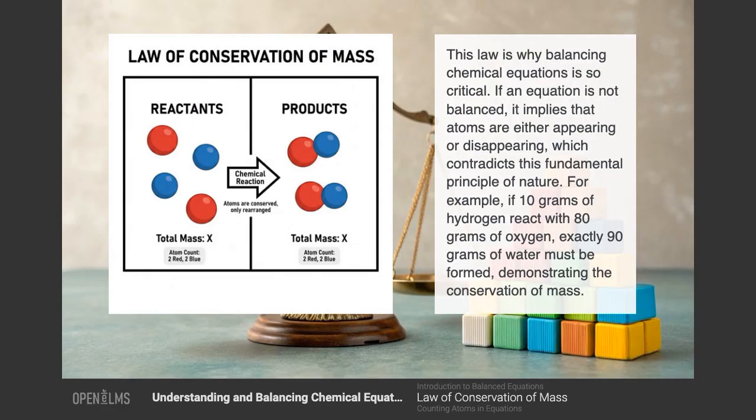This law is why balancing chemical equations is so critical. If an equation is not balanced, it implies that atoms are either appearing or disappearing, which contradicts this fundamental principle of nature. For example, if 10 grams of hydrogen react with 80 grams of oxygen, exactly 90 grams of water must be formed, demonstrating the conservation of mass.